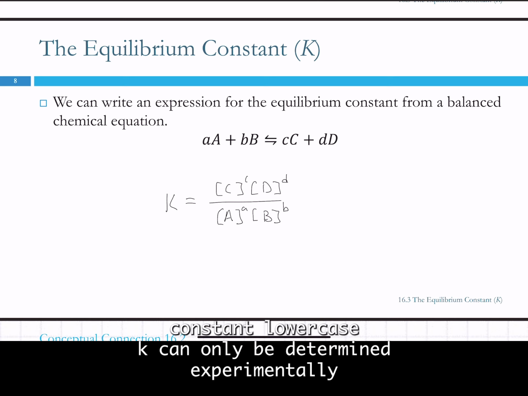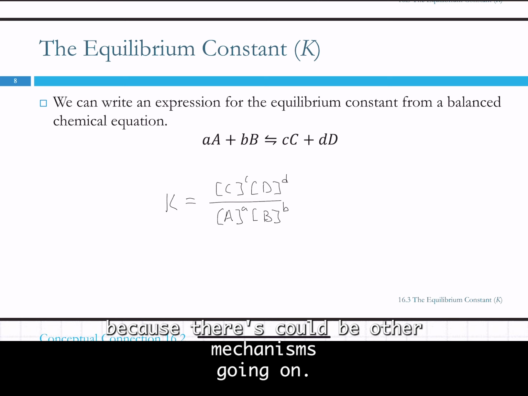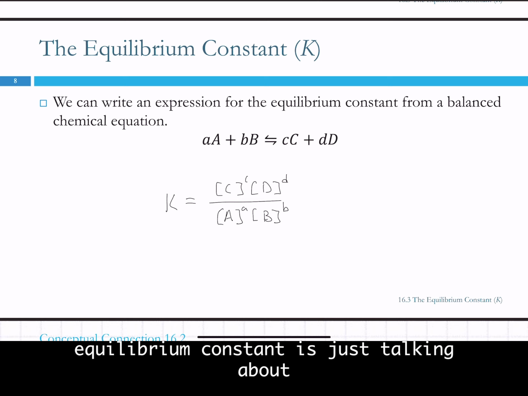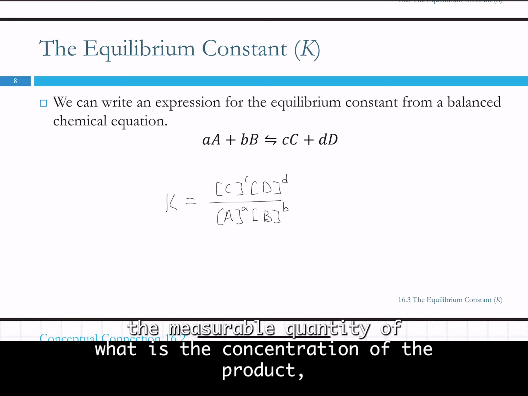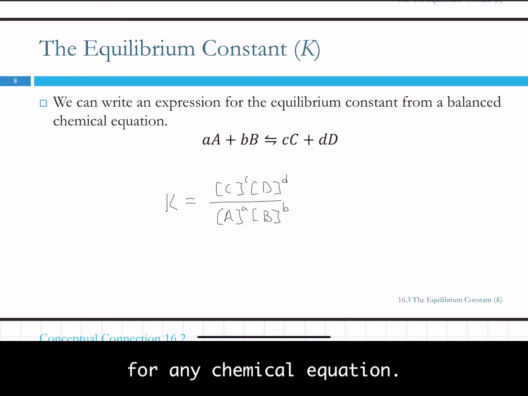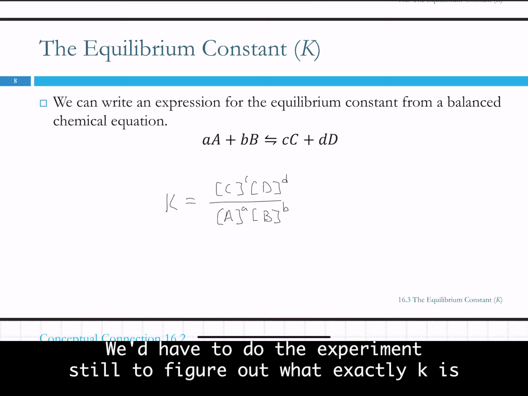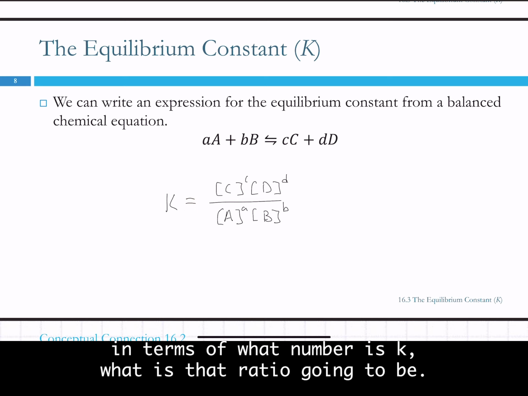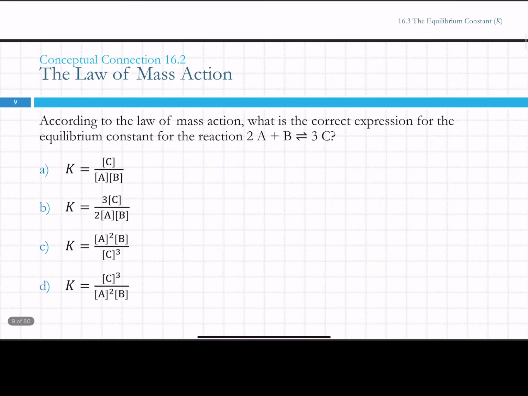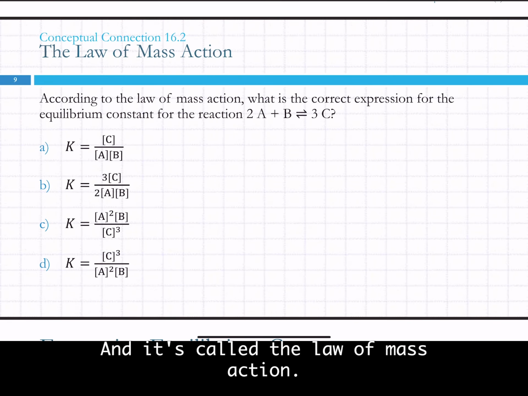So where the rate constant, lowercase k, can only be determined experimentally because there could be other mechanisms going on, and we can't even just write a rate law from the balanced chemical equation. Since the equilibrium constant is just talking about the measurable quantity of what is the concentration of the product, what is the concentration of the reactant, we can come up with an equation to calculate K for any chemical equation. We'd have to do the experiment still to figure out what exactly K is in terms of what number is K. What is that ratio going to be? But this is the equation. And it's called the law of mass action.